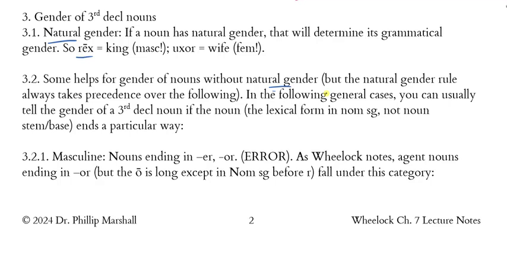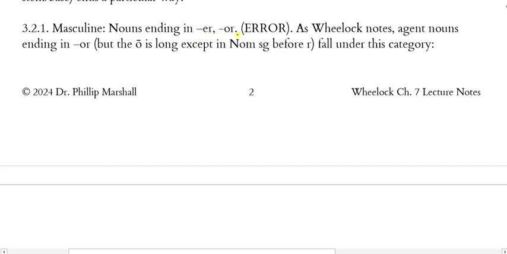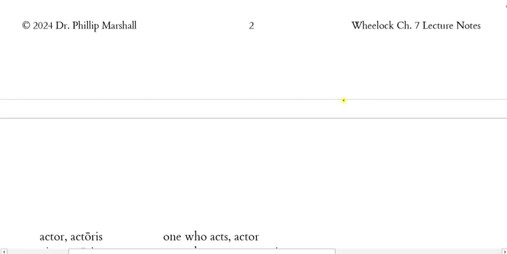In the following general cases, you can usually tell the gender of a third declension noun if the noun, and here I'm talking about the lexical form, the dictionary form, the nominative singular, not the stem, which is what you get when you chop off the ending, ends in a particular way. Masculine: nouns that end in er and or, typically, those are masculine. And as Wheelock notes, our agent nouns ending in or, and here the o of or in the nominative form is a shortened form of the long o, which is seen throughout the paradigm, except in the nominative singular. It shortens to short o before the r. These fall under this category.